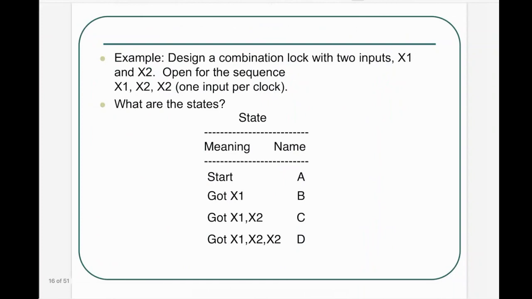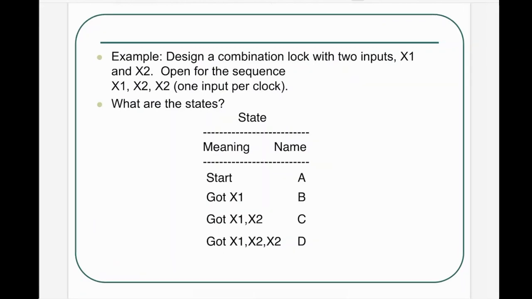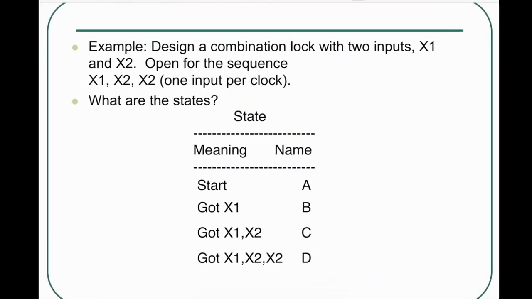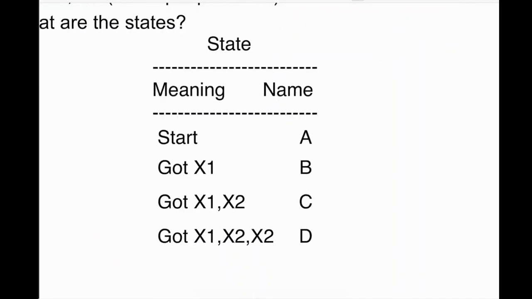So how many states do I need? Well, I can use four states to do this. And like I said, I need more states because I'm trying to keep track of the sequence of past inputs. So automatically reset if you... yes.